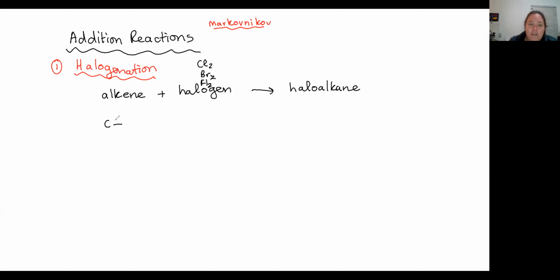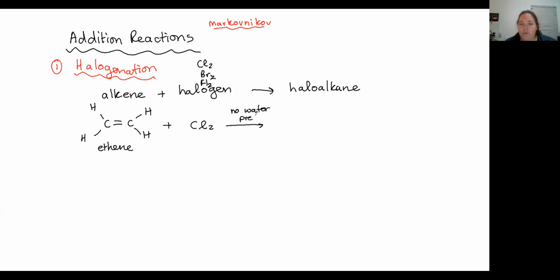So if I started very simply with an alkene, I'm starting with ethene, and I reacted it with chlorine gas in this case. The only important condition here is that there must be no water present. If water is present, it competes, and we may put a hydroxyl group on one carbon and a hydrogen on the other, and we end up making an alcohol. So water is also a reactant, so we can't have water present here.